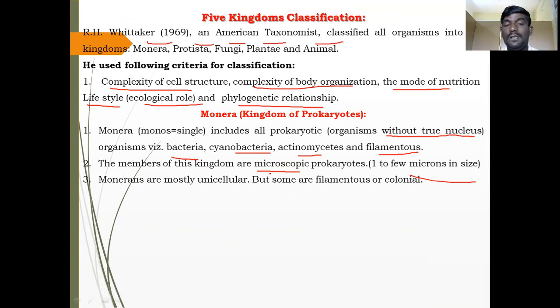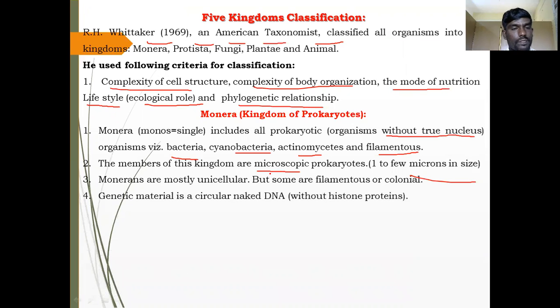Monerans are mostly unicellular, but a few are filamentous and colonial. Mostly they are unicellular, but very few species of monerans are filamentous and colonial in habit. The genetic material is circular naked DNA, without histone and protein. This is very important. The genetic material of bacteria is without histone and protein. Without these, you are not able to perform other functions of the organism, because protein and histone are very important in cell development.